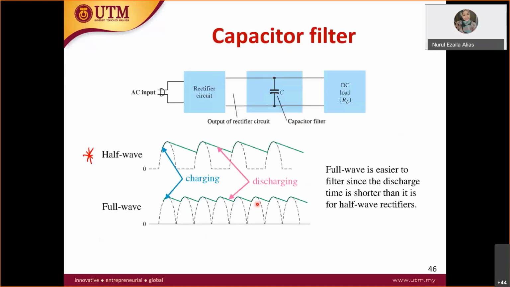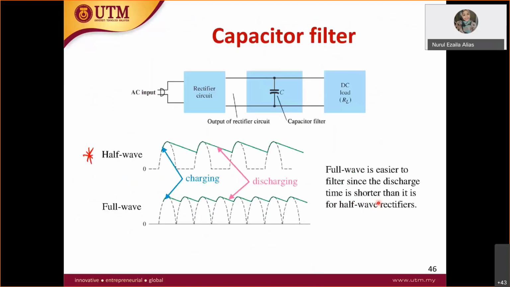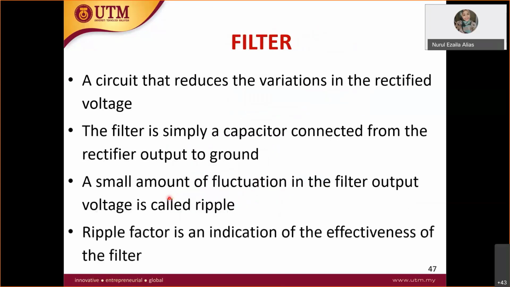Less ripple means the discharging took less time. If the ripple is less, it looks more closely like a straight line, like in this figure. So we want that. Why is the half wave filter not covered? Because it takes longer to discharge. For full wave it takes a smaller time to discharge, and when your ripple factor is smaller, it takes much less time to discharge.